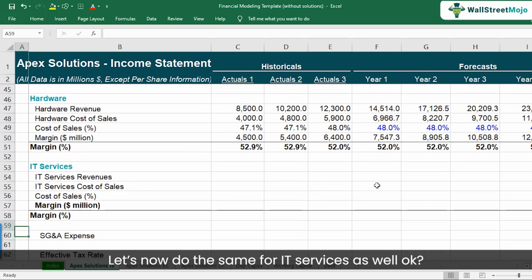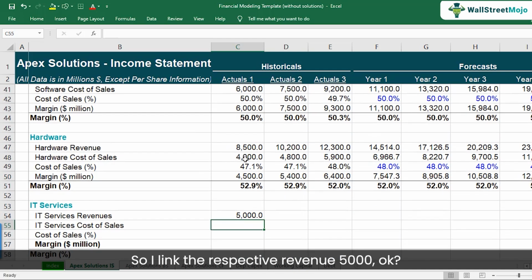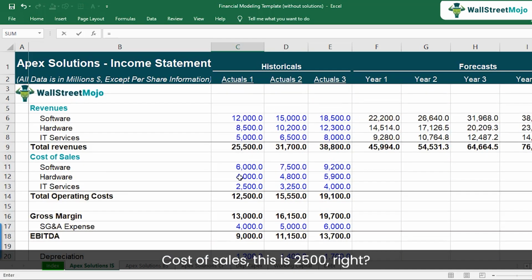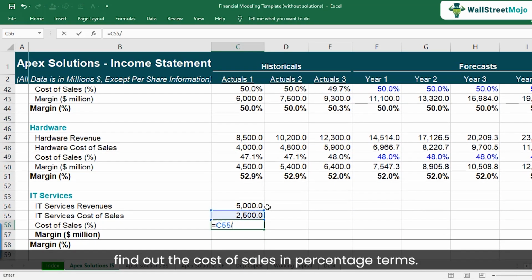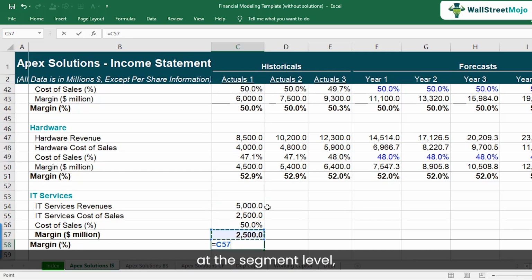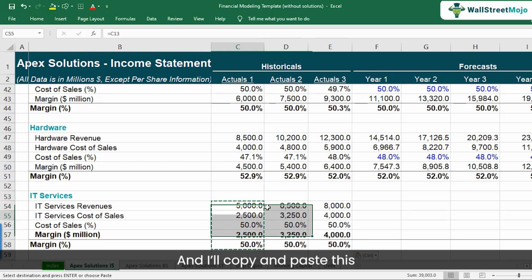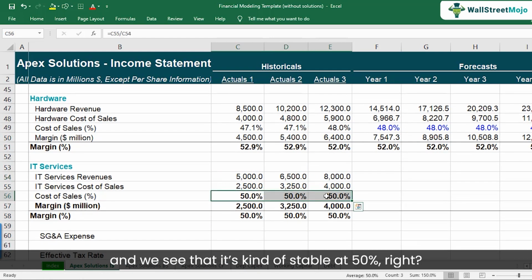Let's now do the same for IT services as well. Okay, so I'll link the respective revenue, 5,000. Okay, cost of sales, this is 2500, right? And let's find out the cost of sales in percentage terms. This is 50%. Margin 5,000 minus 2500. And margin at the segment level, this is 2500 divided by 5,000. It comes out to be 50%. Okay. And I'll copy and paste this for the other historical years. And we see that it's kind of stable at 50%, right?